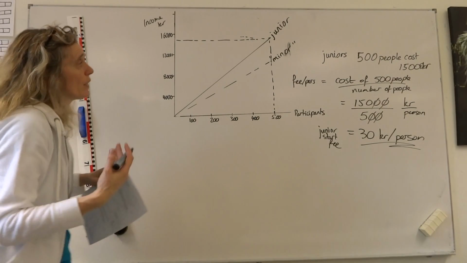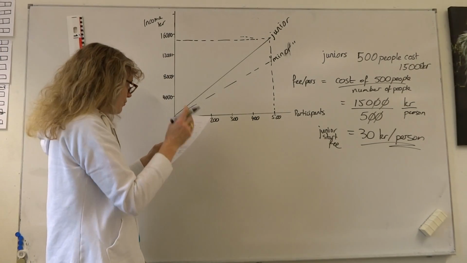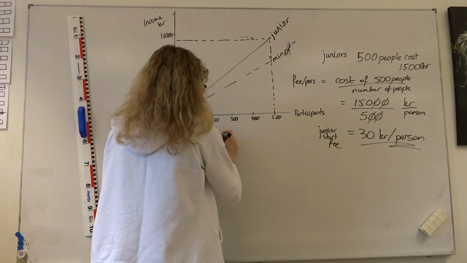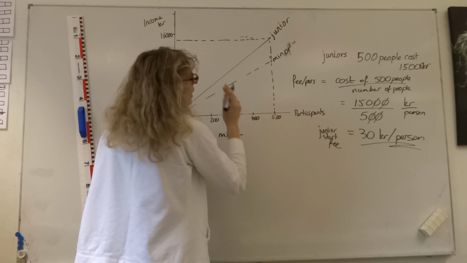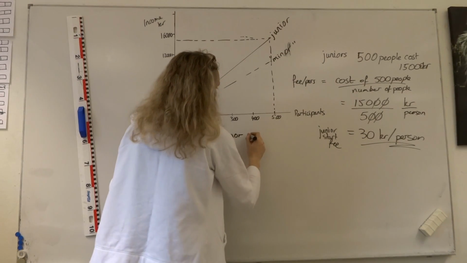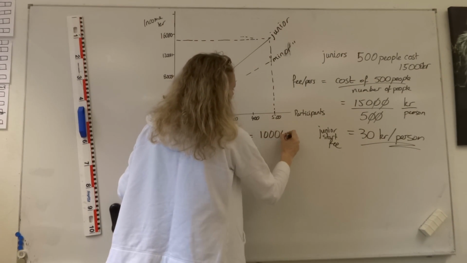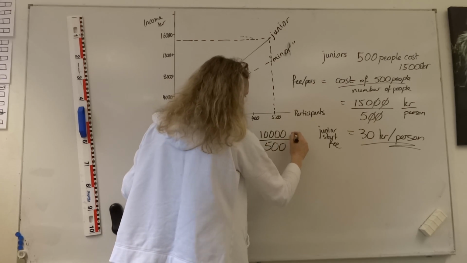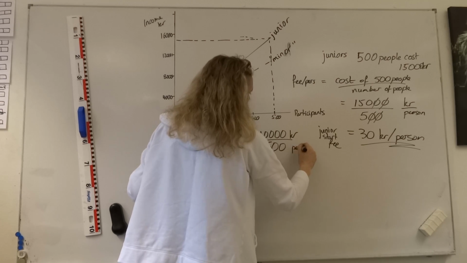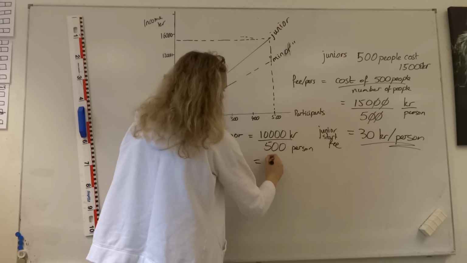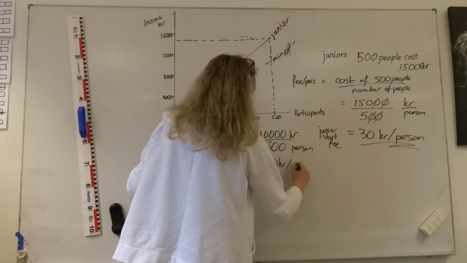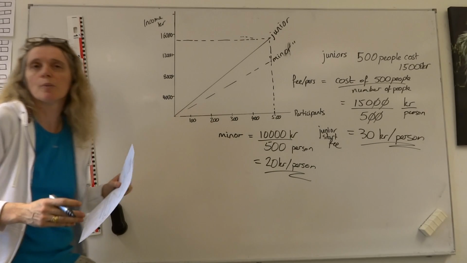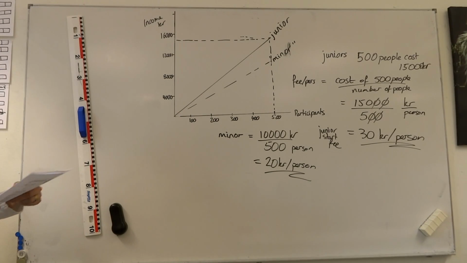In the same way, we'll get the minor start fee. If we read off the minor graph, we should get 10,000. So for the minor, the cost of 500 minors is 10,000 kroners divided by 500 again, giving us 20 kroners per person. So the cost for each minor is 20 kroners per person. Don't forget to answer the question in words.